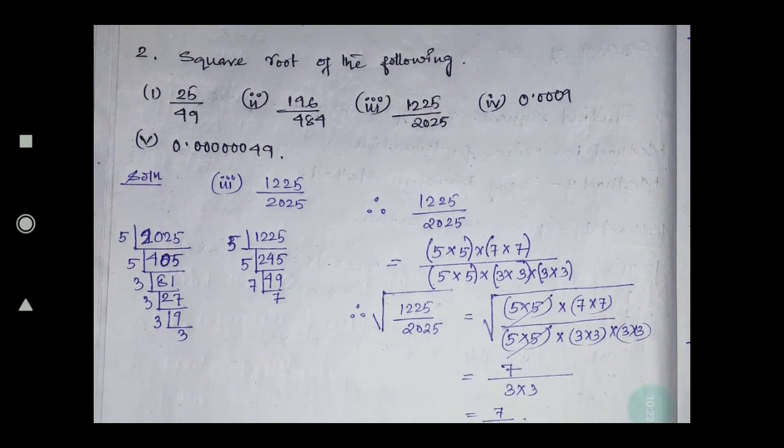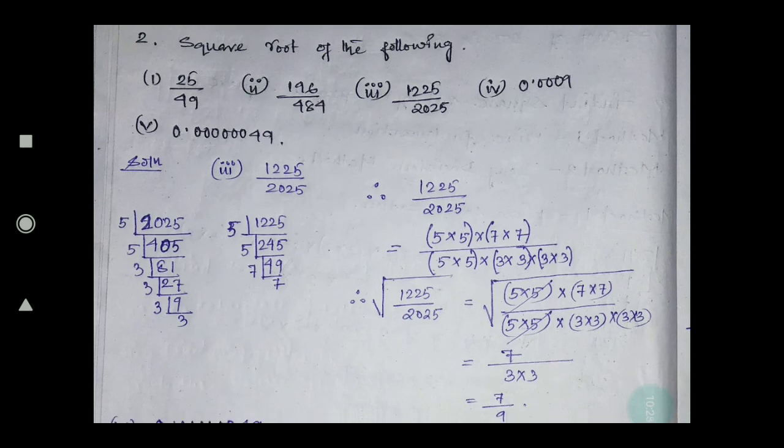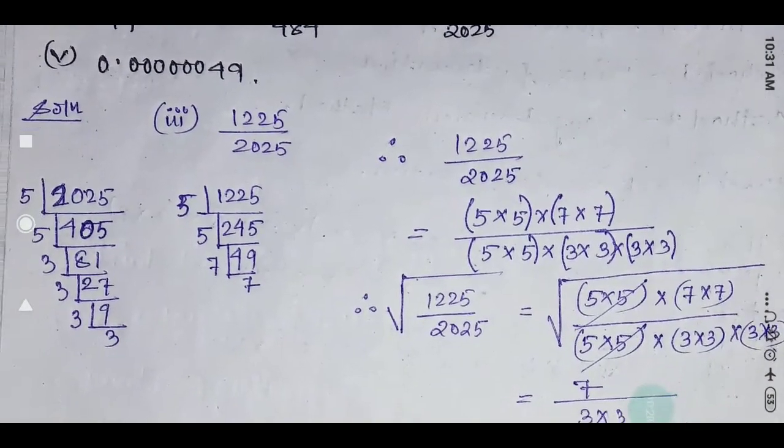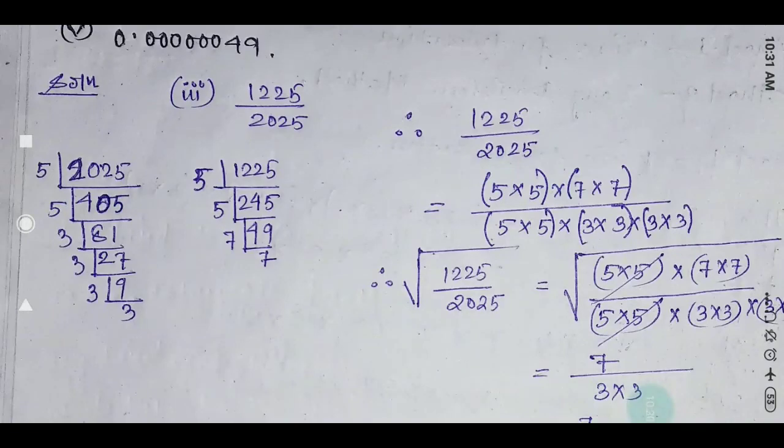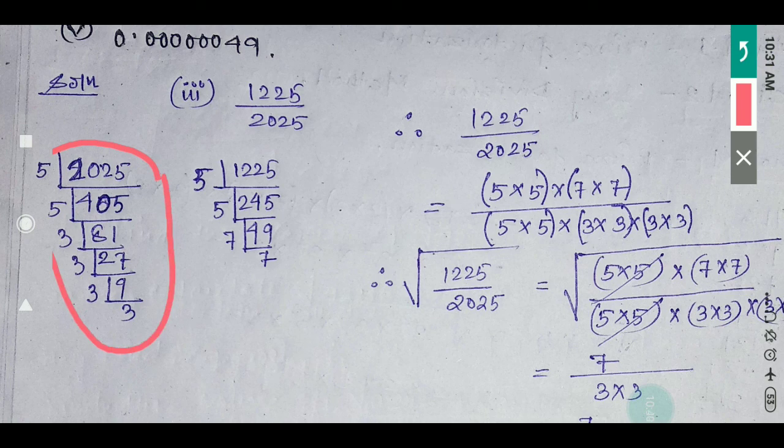Here also it is the same, but it is given in fractional form. So in this question I will do number 3. Okay, so 1225 divided by 2025. First of all, what do we have to do? We have to find the factors of the numerator and denominator. So these are the factors of the denominator, 2025 means this one, and 1225 means this one. Okay, now I have written here.